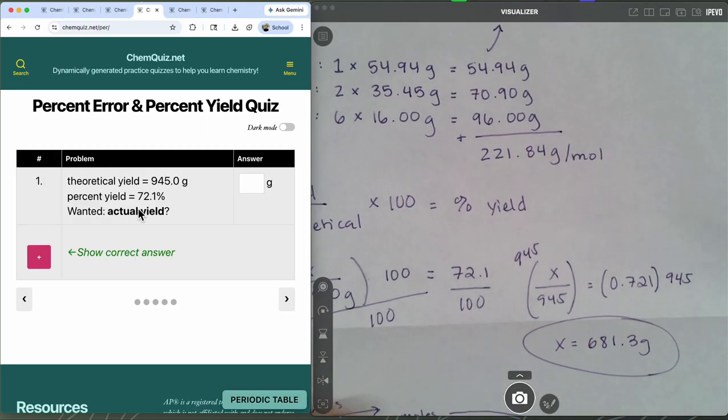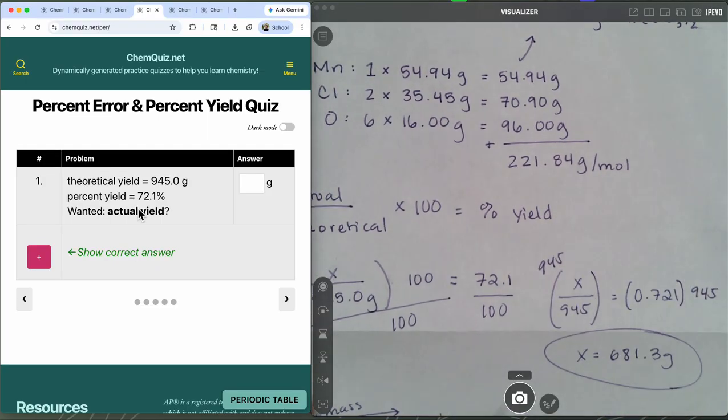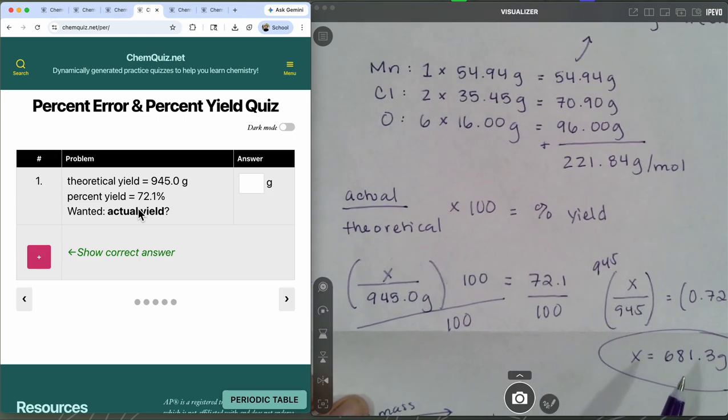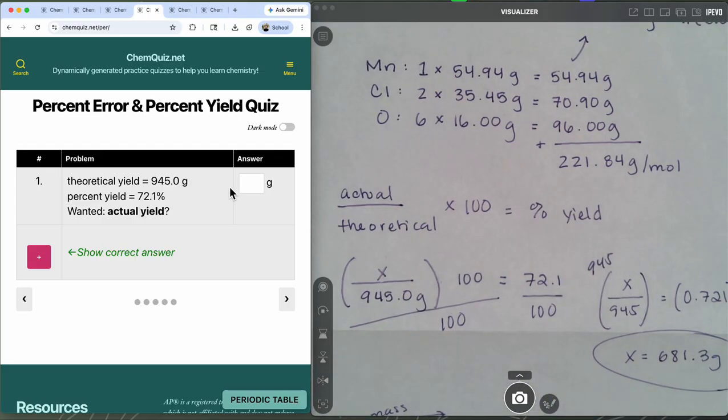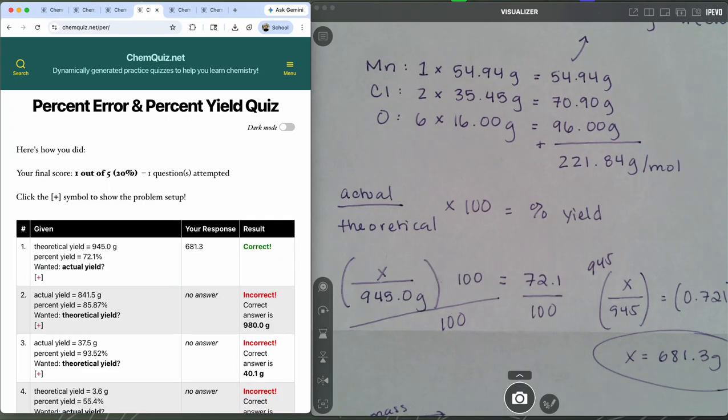So looks like the actual yield was 681 grams. Now let's make sure this makes sense. We can plug it in and work backwards. We can also just think about it for a second. Is this less than what we would theoretically get? Yeah. And is this less than 100? Okay, then we're set. That's how you check to make sure you haven't mixed up your theoretical and your actual. 681.3 grams. Ta-da! Okay, so that's percent yield.